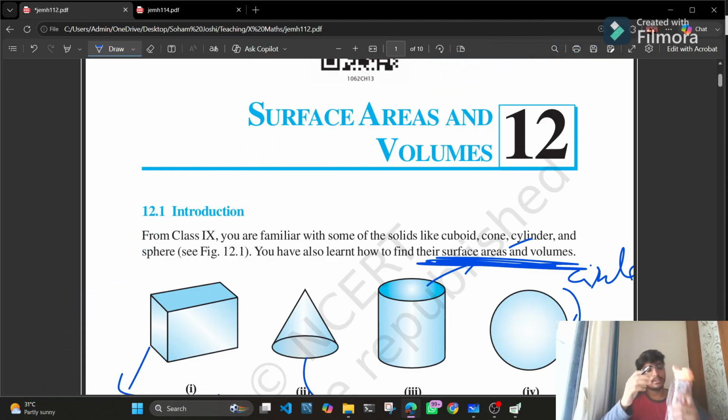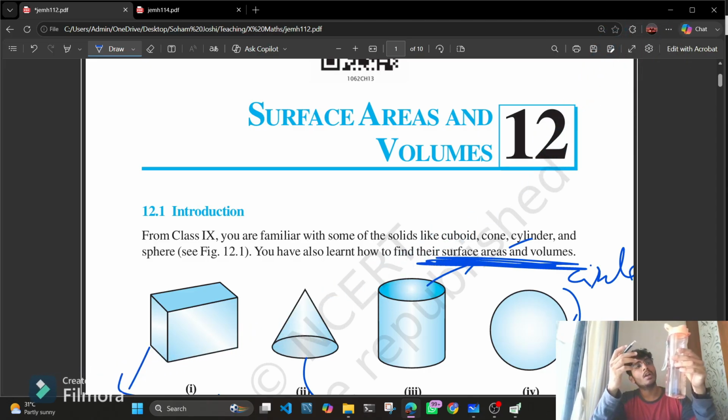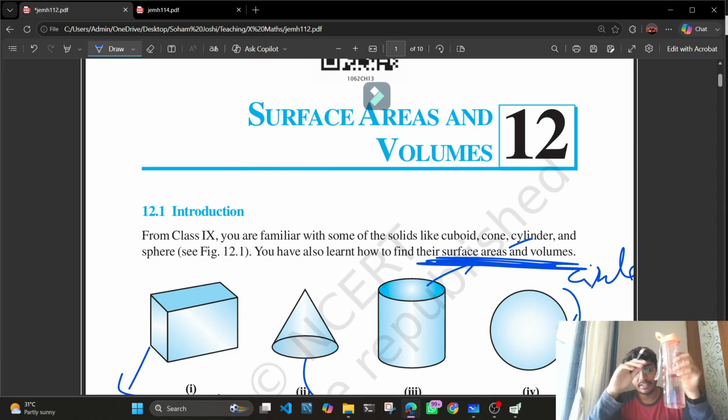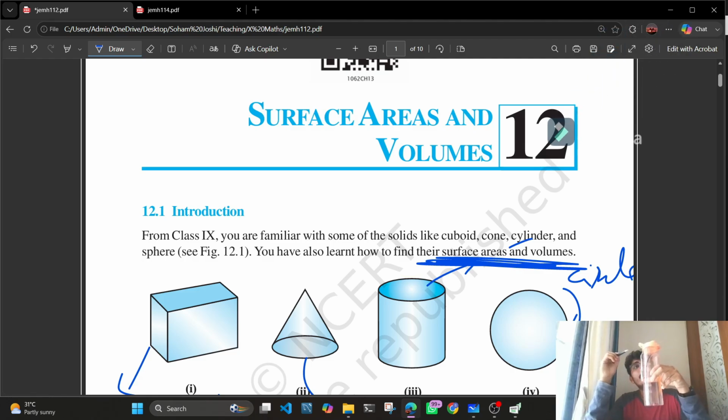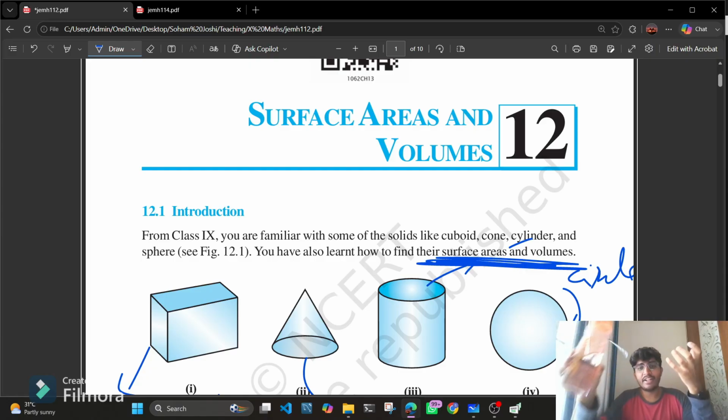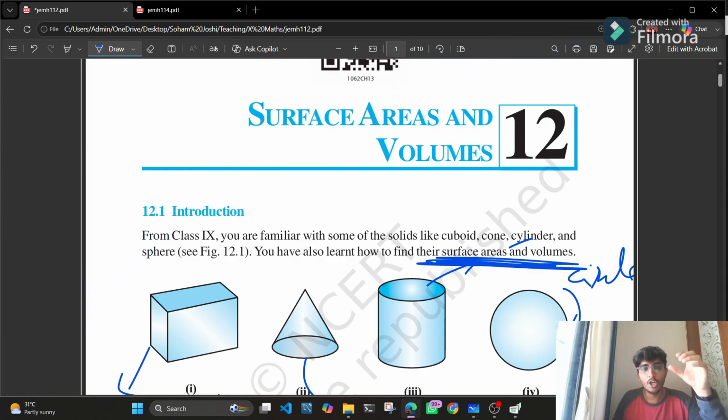So you may see that this is the surface of the bottle. So that is why the area that can be covered by a paper or something like that to cover this bottle totally is called the surface area of this bottle. Okay, so now what is the volume? The amount of water that can be poured into this bottle is known as the volume. Volume can be defined as the capacity of a certain figure or a certain shape to hold something in it.